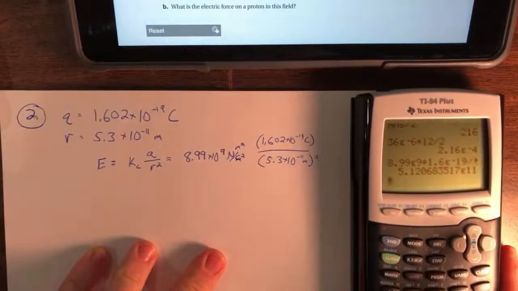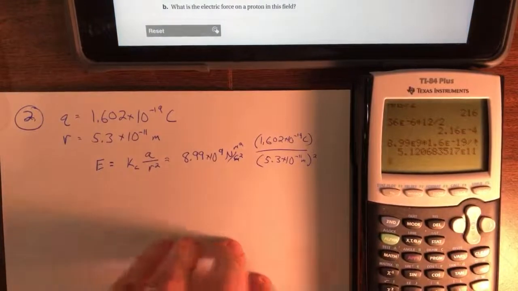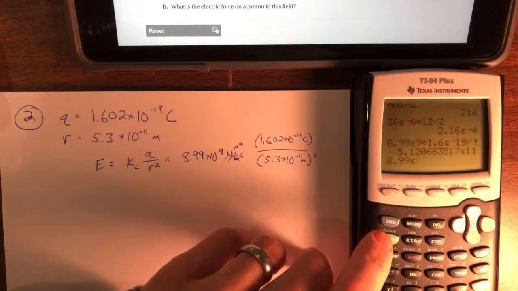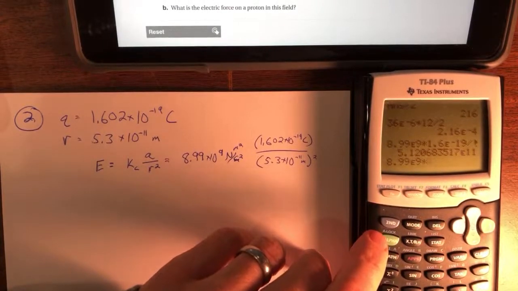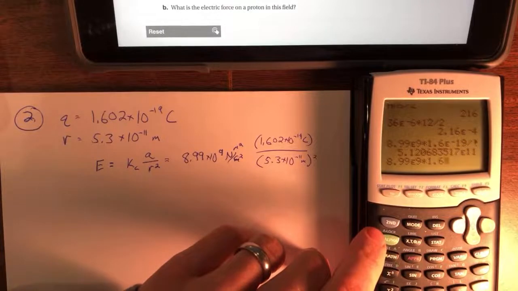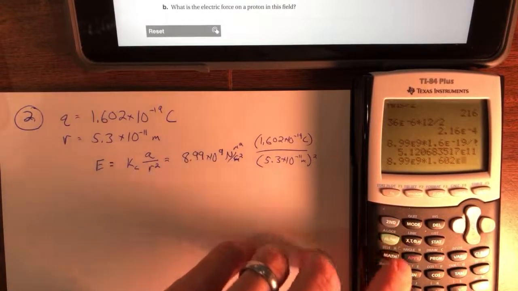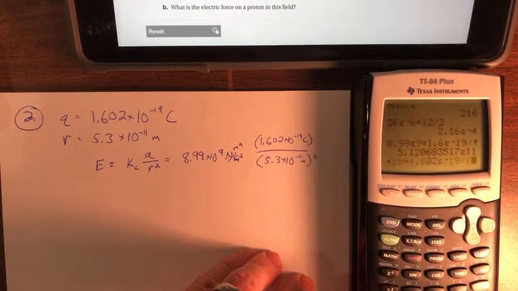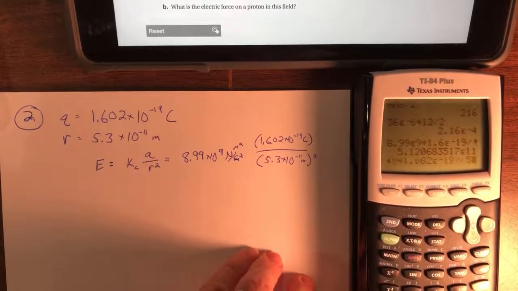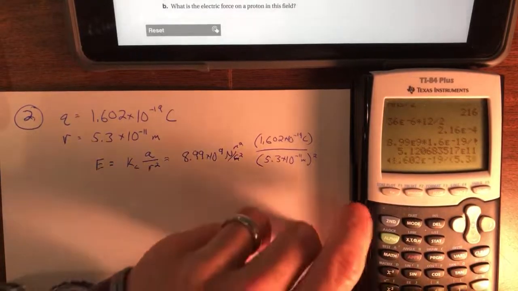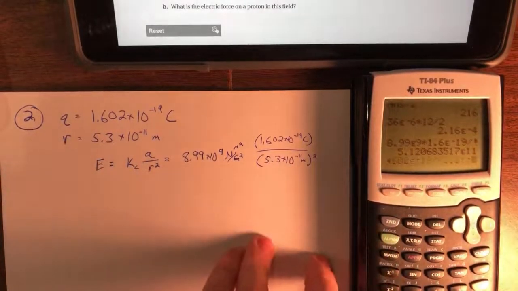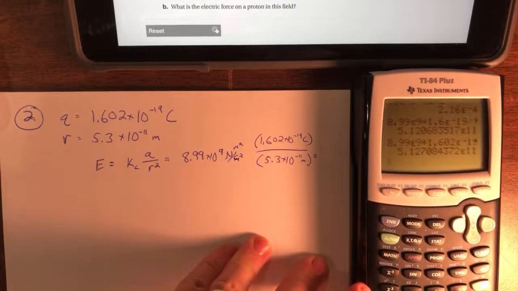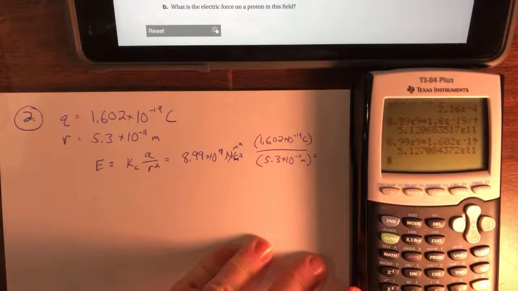So let's do that here. All right, we have 8.99 E9 times 1.602 E negative 19, all divided by, and we're going to put this in parentheses, 5.3 E negative 11, and that's going to be squared. That's going to get us a very large number. So 5.1, how many sig figs?